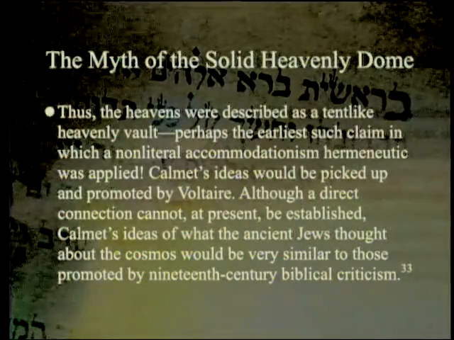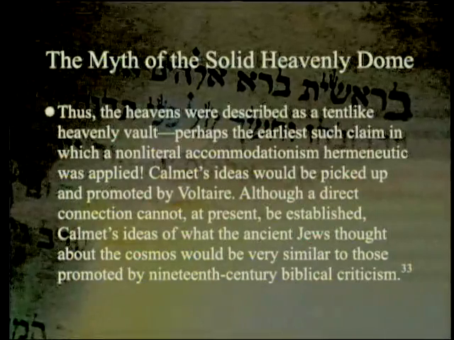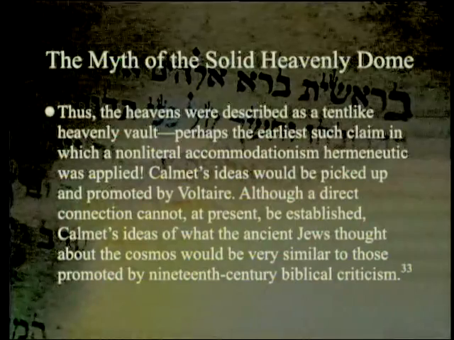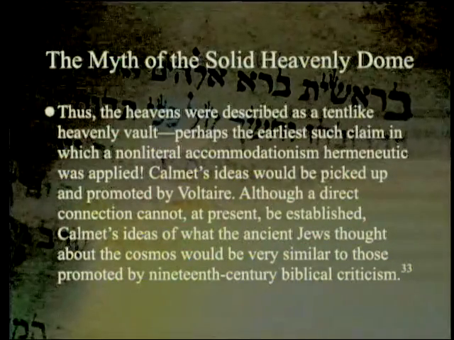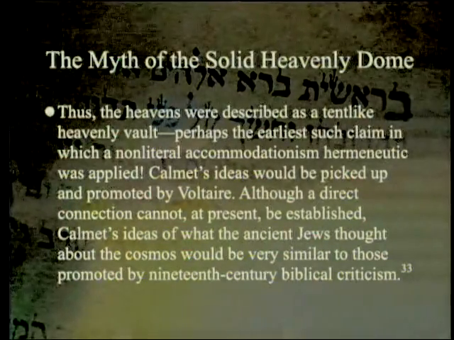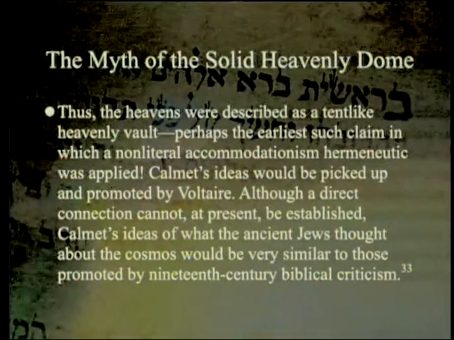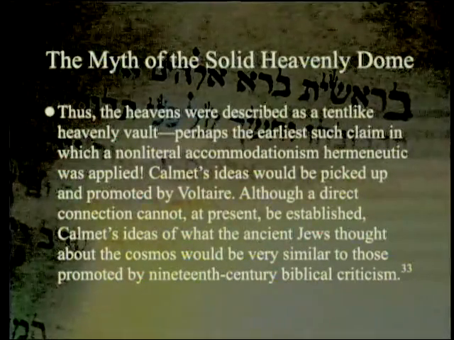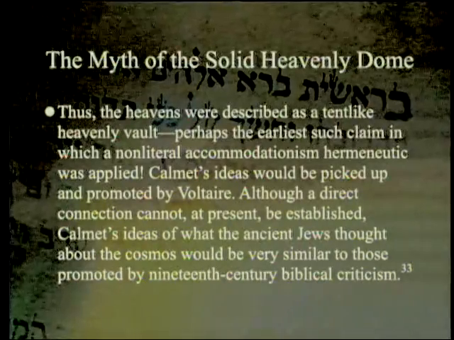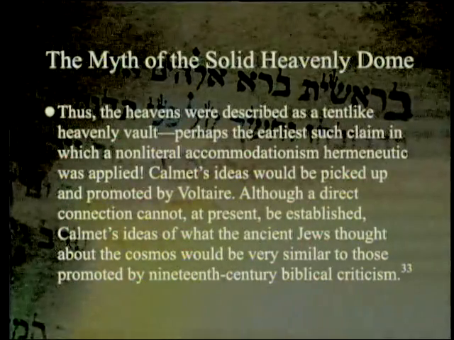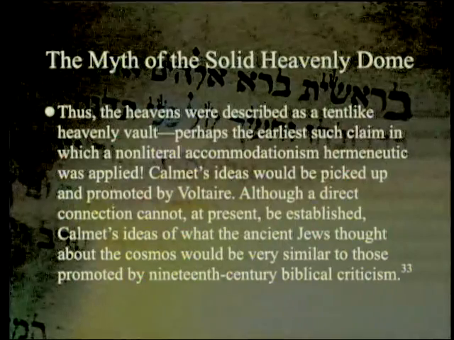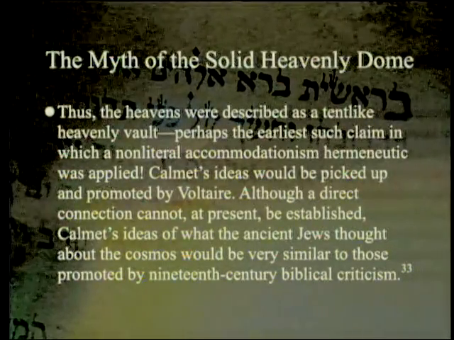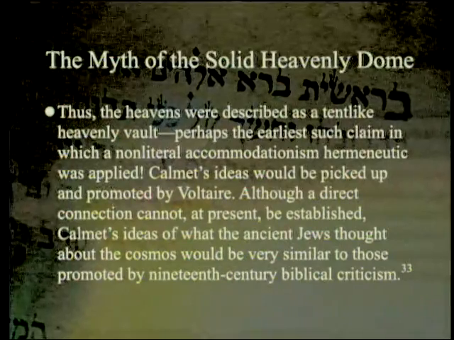Thus the heavens were described as a tent-like heavenly vault, perhaps the earliest such claim in which a non-literal accommodationist hermeneutic was applied. Calmet's ideas would be picked up and promoted by Voltaire. Although a direct connection cannot at present be established, Calmet's ideas of what the ancient Jews thought about the cosmos would be very similar to those promoted by 19th century biblical criticism.